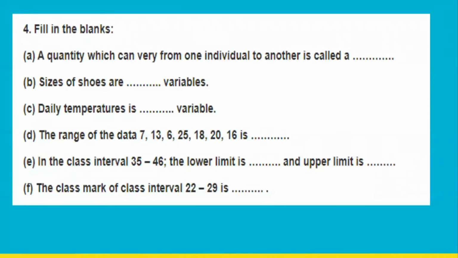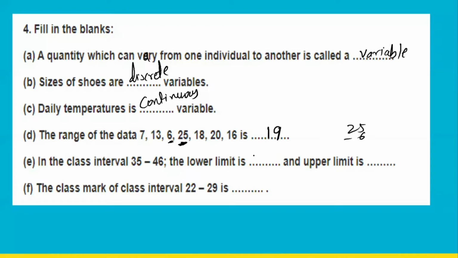Now question number 4 is easy. It says a quantity which can vary from one individual to another is called a variable because it changes, it varies. The sizes of shoes are discrete variables. Daily temperature is a continuous variable because it is measurable. The range of the data is the highest minus lowest. So the highest data is 25 and the lowest is 6. So 25 minus 6 is 19, the range of this data.